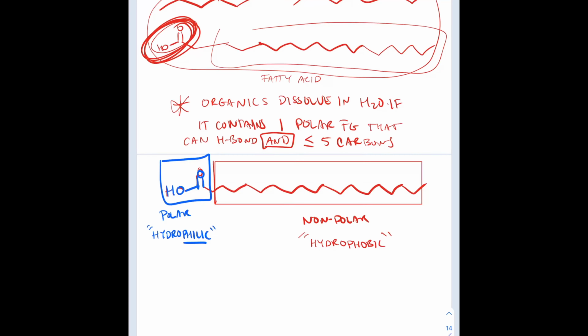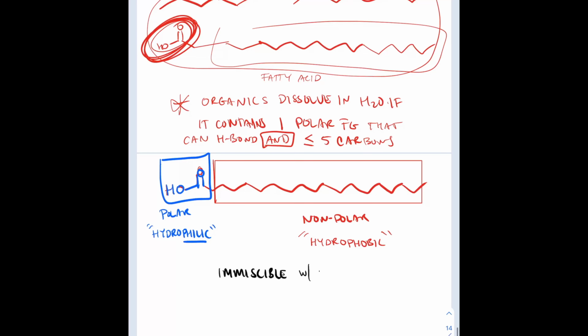Okay, and so this particular compound would not be miscible. So it would be immiscible with water. And that means that it basically doesn't mix. It's like oil and water, like I said. And then if something is miscible with water, it does mix.